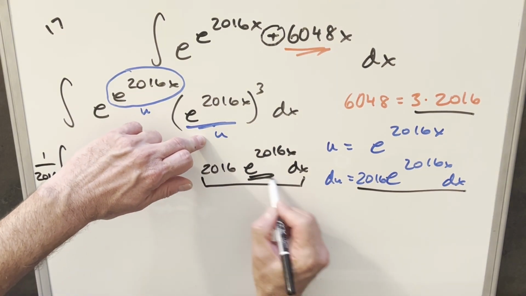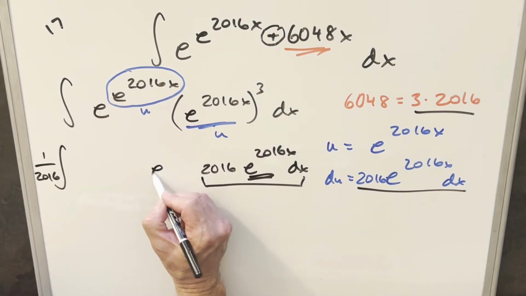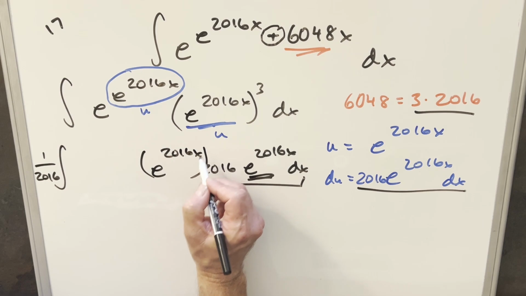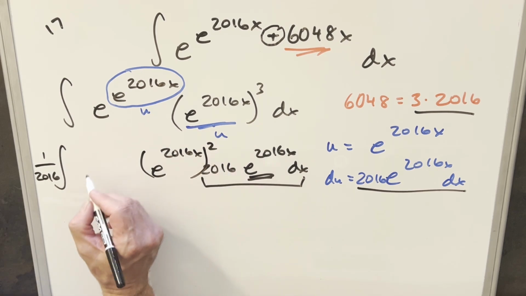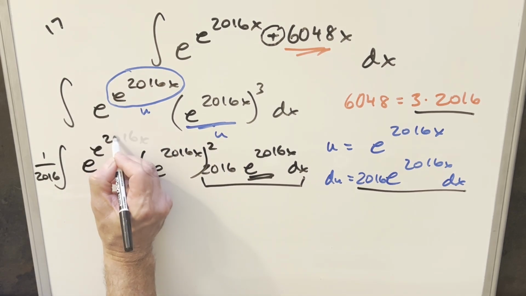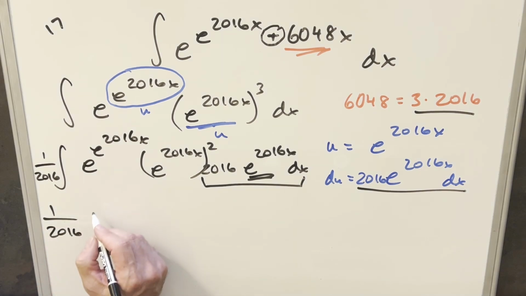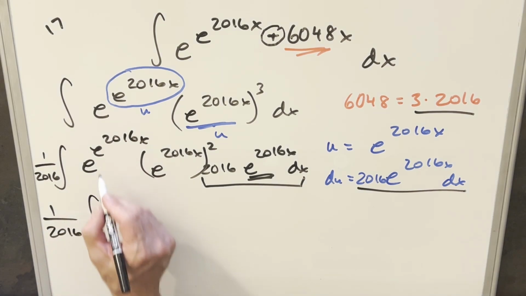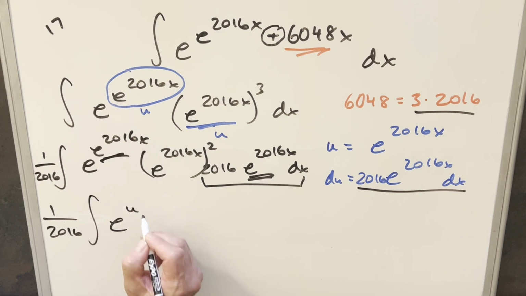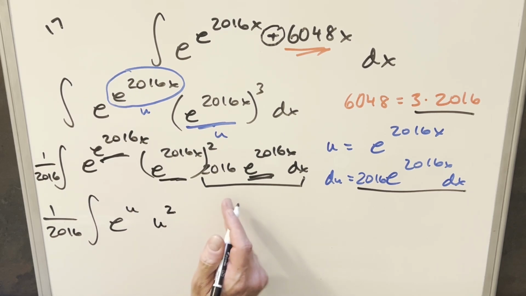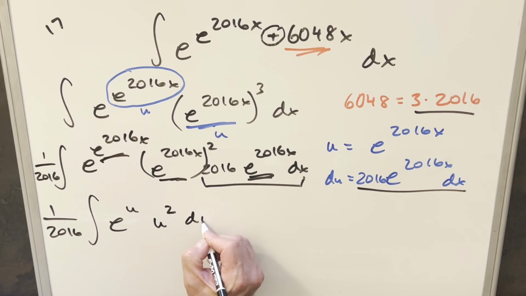I used one copy of this here, so we have two copies of it left over. So over here we'll have e to the 2016x all squared. Sorry about that. And over here, we'll write in this stuff. Now I think we're all set up for the substitution. We'll keep this 1 over 2016 in front. This right here is u, so it's going to become e to the u. This here is used, so it becomes u squared. And then everything here we set up to be du.